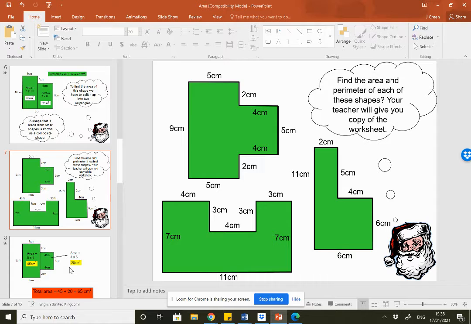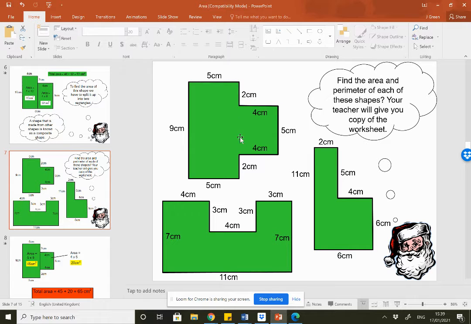Now, these are ones you can have a go at. You don't need to have a go at them now, but they are very good challenge questions for later on because they are composite or compound shapes. If you look at this first one, you're going to have to split it here.